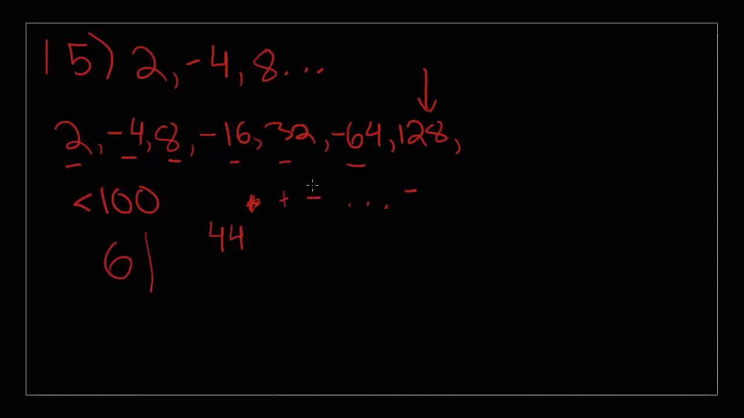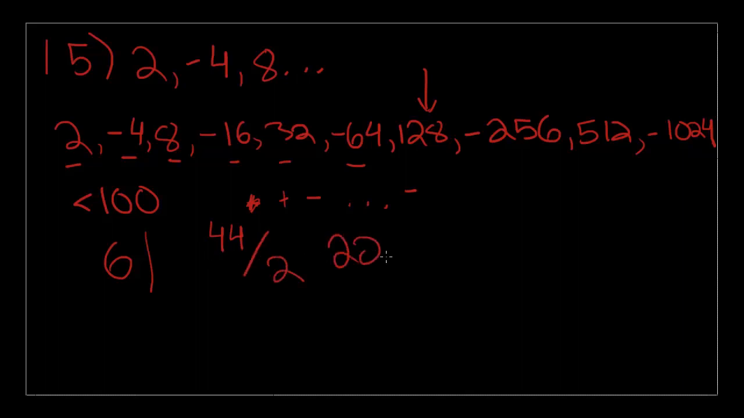So all the negatives are still less than a positive 100, because you can see the next number is negative 256, the next number is 512, which isn't, but the number after that is negative 1024, if I can fit that in there. So half of the numbers are negative, so we need to divide 44 by 2, and we'll get 22. Now we just add 6 to 22, and we will get 28. So choice C is our correct answer.